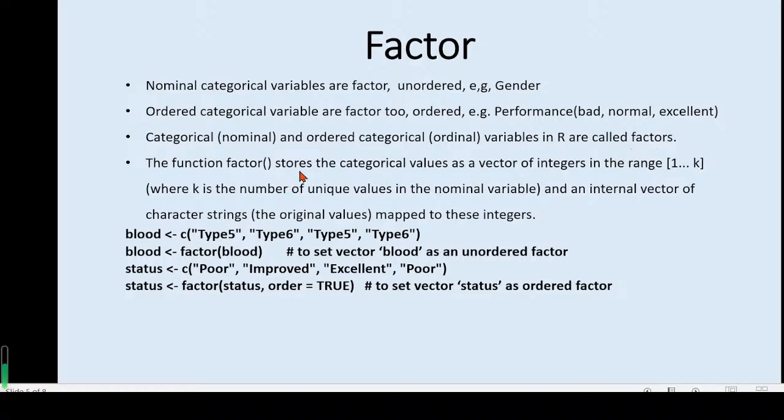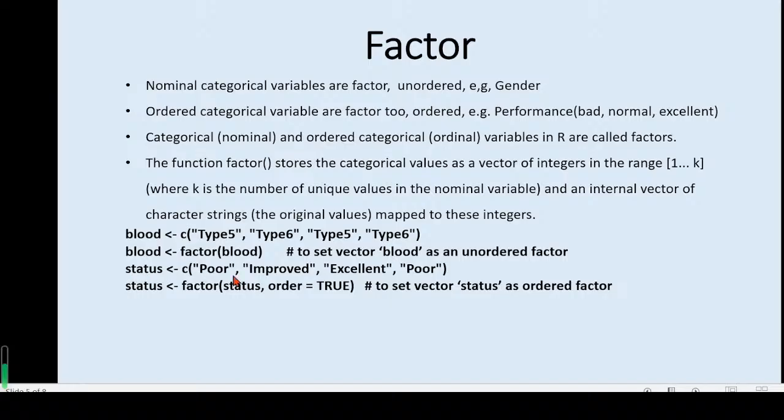The function factor will store the categorical variables as a vector of integers in the range 1 to k, where k is the number of unique values in the nominal variable, and an internal vector of character strings mapped to these integers. So for example, we create 2 vectors. One is blood with 2 types, type 5, type 6. Then we can use factor to transform this vector into a factor. Actually, this is an unordered factor.